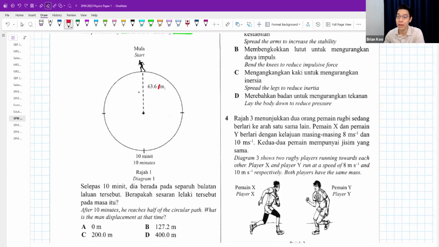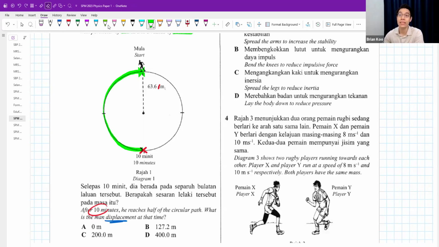So I believe he's going to run, and 10 minutes later, he will reach half of the circular path, meaning here. Okay, so displacement, don't forget, means the shortest distance. If you overthink it and you go and think, oh, teacher, do I need to go and find out what is the length of this arc and all that? Don't need. You're overthinking it. I don't need to find this.